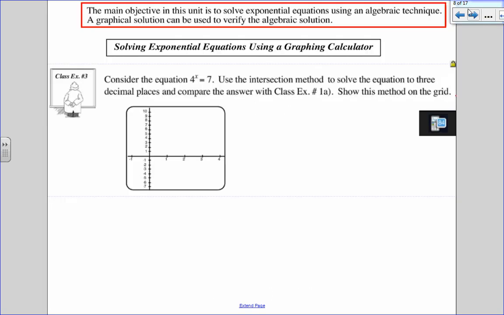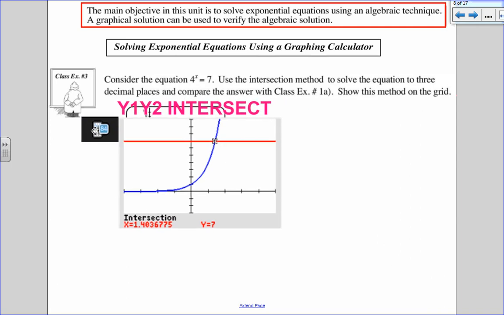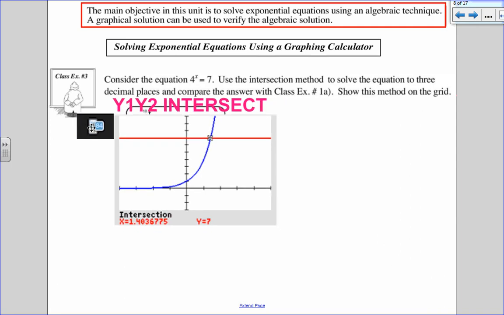So the main objective in this unit, of course, is to solve exponential equations using algebraic technique. That's where the change of base, the log form, comes in. A graphical solution is always really good to check. So I always like to check my answer graphically. If I wanted to check the answer to 4 exponent x equals 7, I can use an intersection method. That's y1, y2 intersect. You can see where they intersect at 1.4. And that's approximately the answer that we got.